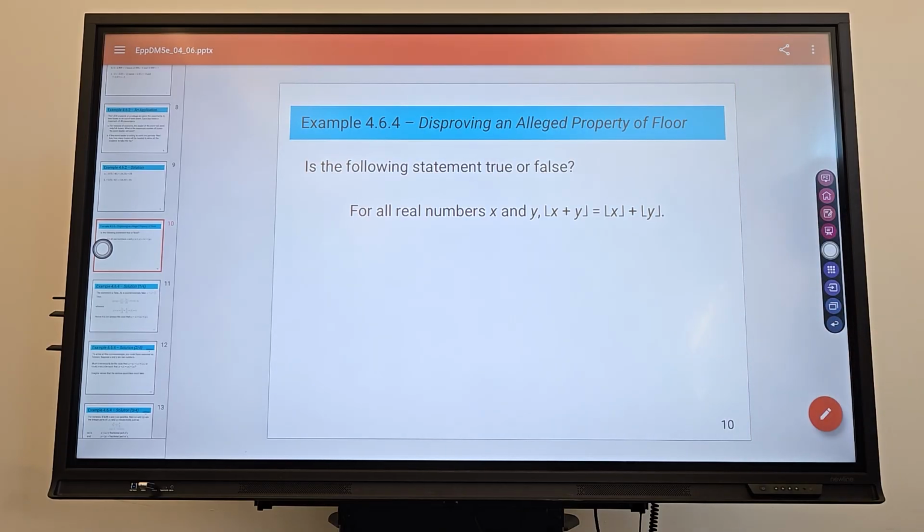Is the following statement true or false? For all real numbers x and y, the floor of x plus y is equal to the floor of x plus the floor of y. I hear false and true. False, why? Can you give me a counterexample?